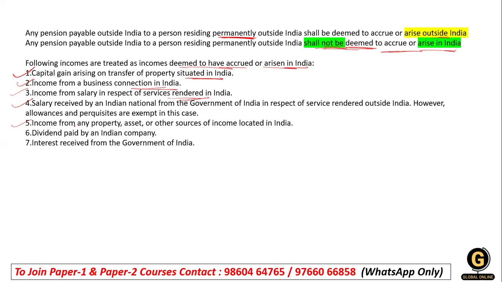Now, the fifth one: income from any property, asset, or other sources of income located in India. In this case, whatever is given, all of it is located in India. The services rendered outside India, however the perquisite is exempted in this case.